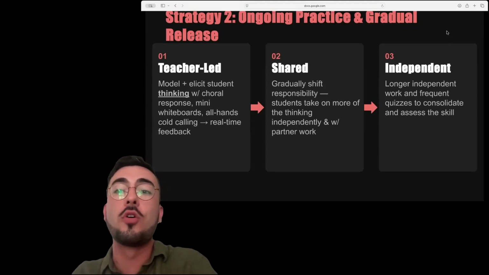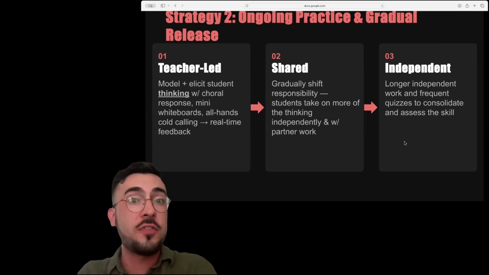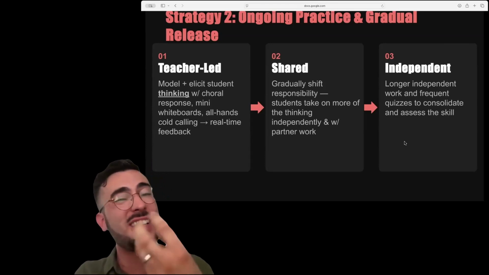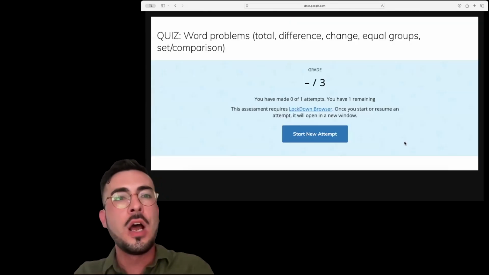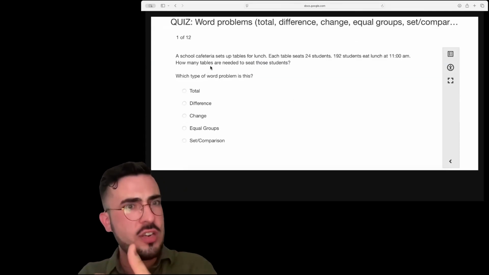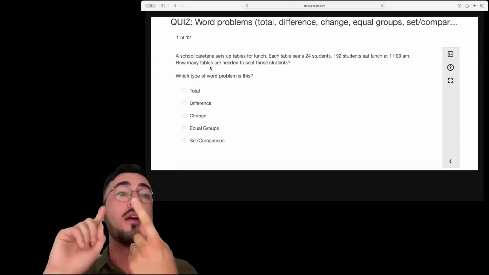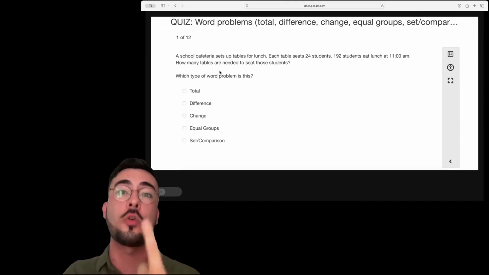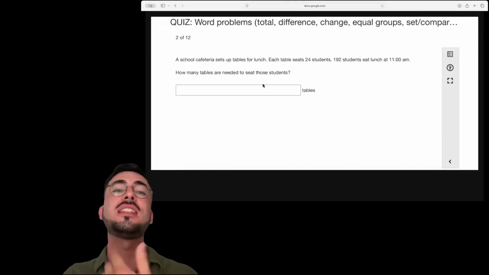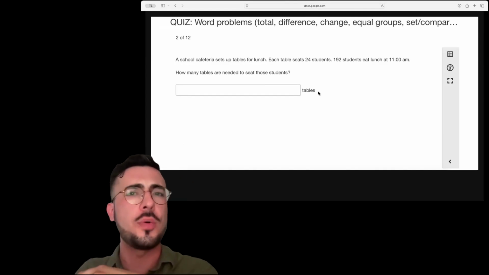So as we do more and more of that, the students can get more independent. And what worked for me was giving really frequent quizzes to consolidate and assess that skill. And I just gave them on Schoology. What I would do initially for the quizzes is every word problem would be two questions. The first question is, what is the type or what is the schema? The second question then asks for the answer. And of course, making them turn in a sheet showing their work.